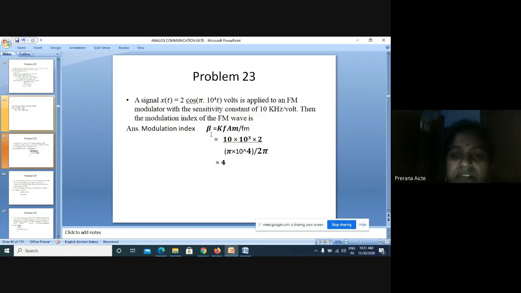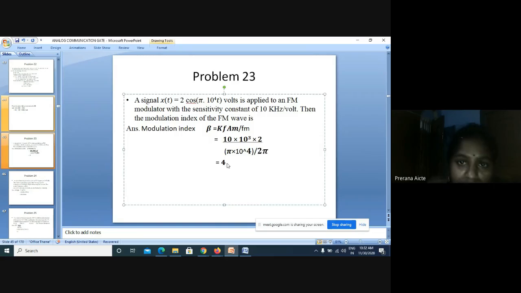So the modulation index beta will be equal to KF into Am by fm. This is the expression we use to derive the modulation index. Beta will be equal to KF into Am by fm, which is equal to 10 into 10 cube into 2 divided by the maximum frequency fm. This fm is pi into 10 power 4 by 2 pi, which will be equal to 4.